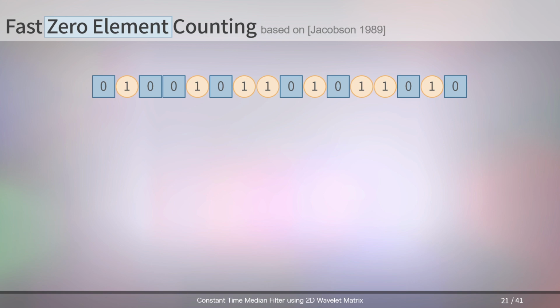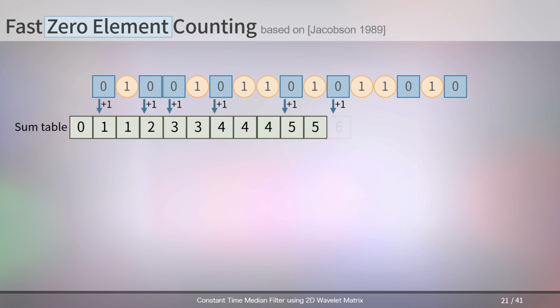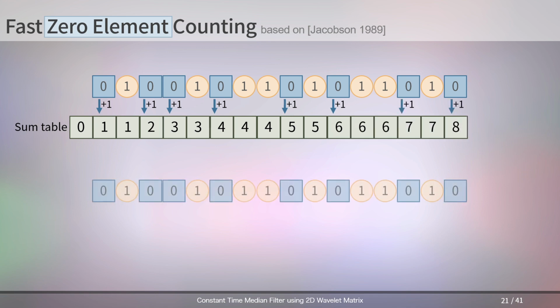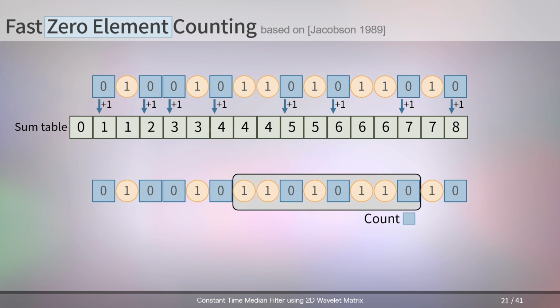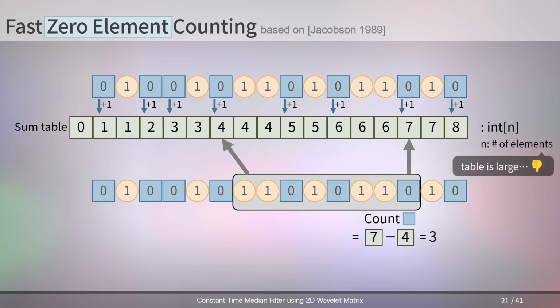Next is how to count zeros, which is an important operation to answer these queries. First, the simple idea is to prepare a sum table at pre-construction for fast counting. For example, if we want to count the blue zeros in this interval, the difference between 7 and 4, so 3, will be the answer. This is very fast but requires a large memory space because it requires an integer array of length n to store this table.